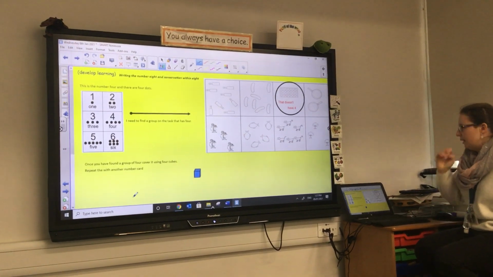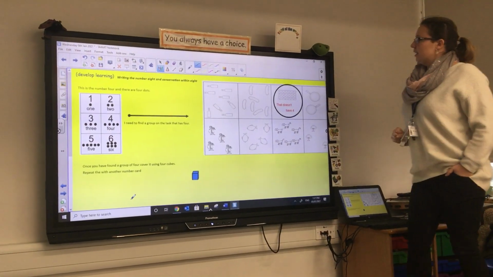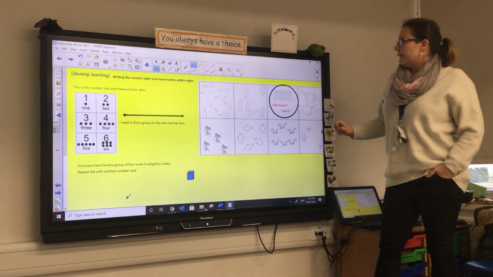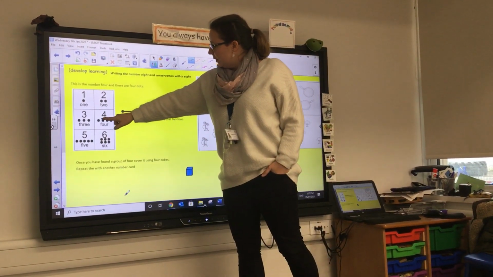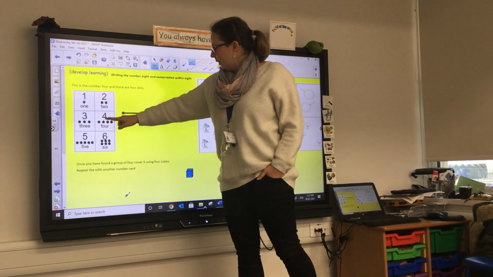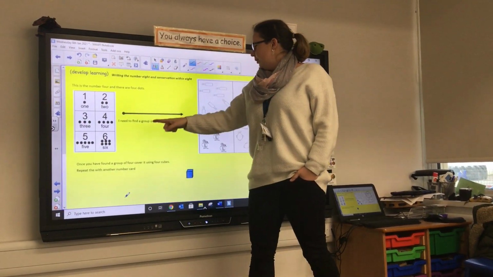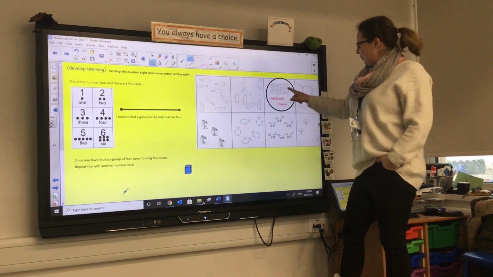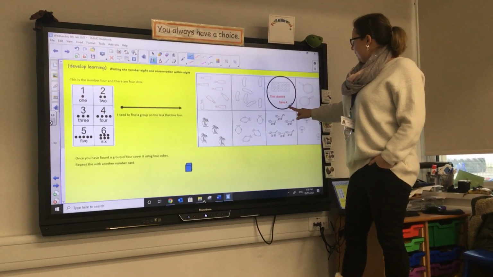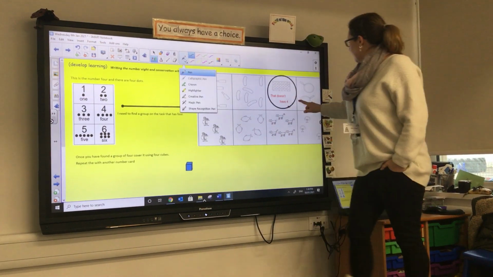Next job we've got to do. Now this looks like yesterday's, but again it's a different number. So it says here, this is the number 4. There are 4 dots. That's right. And I need to find a group that has 4. That's not right. That's not the number 4. Let's see if we can find the number 4.